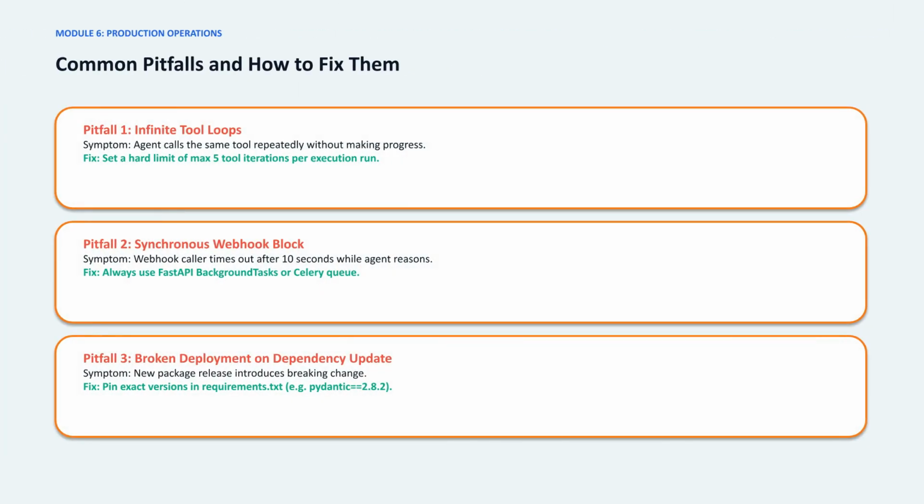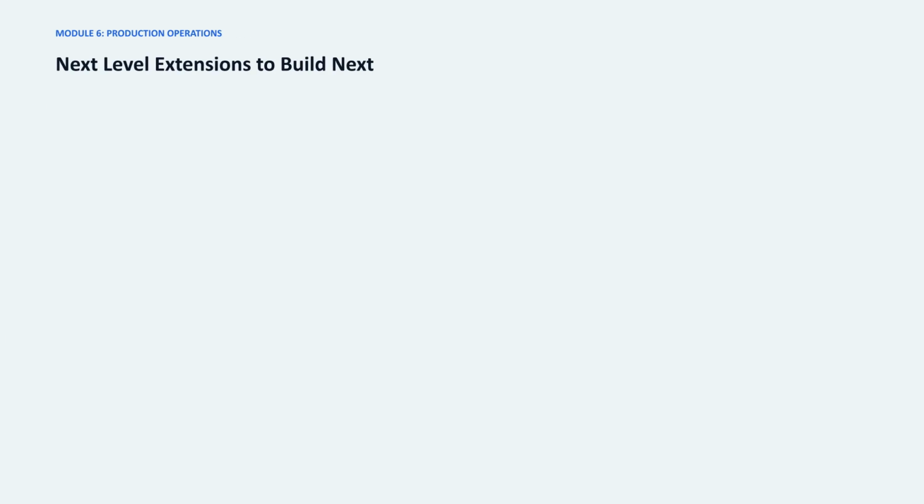Be aware of common pitfalls. Prevent infinite tool loops by setting iteration limits. Avoid blocking the main thread by using asynchronous background tasks, and ensure stable deployments by pinning exact dependency versions in your requirements file. Once your core agent is running, you can extend its capabilities.